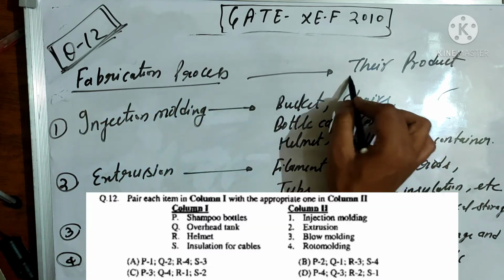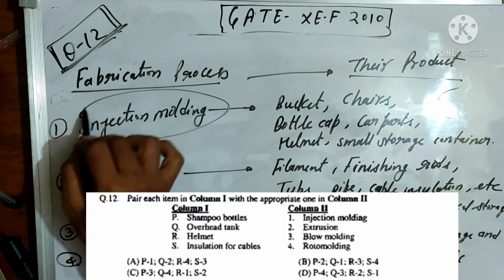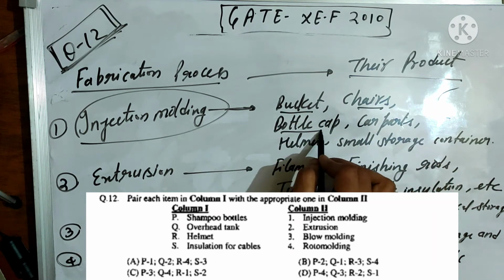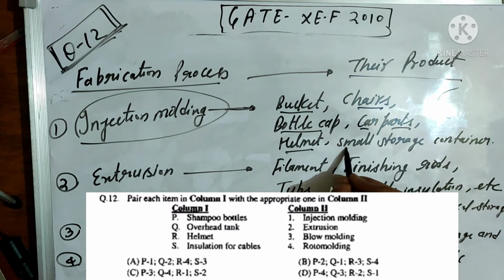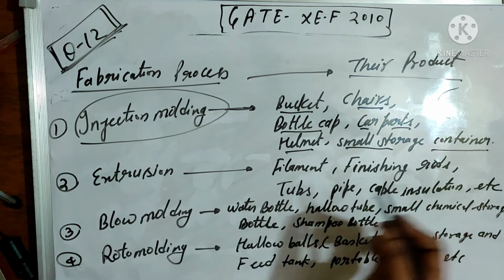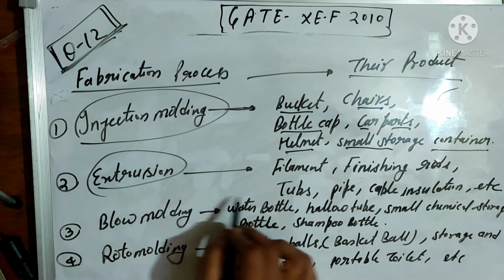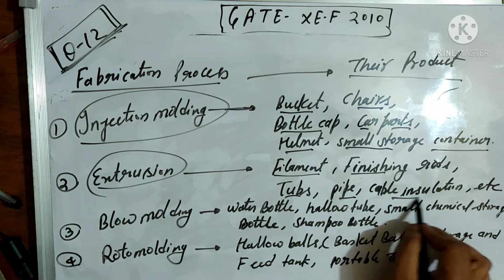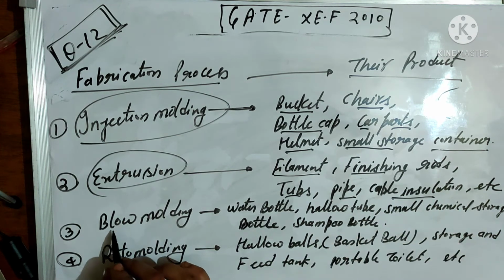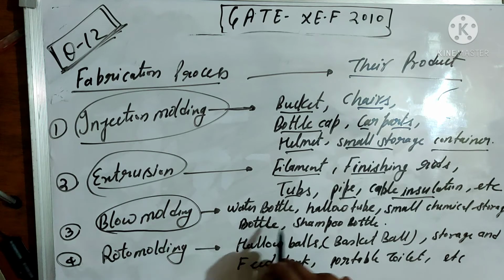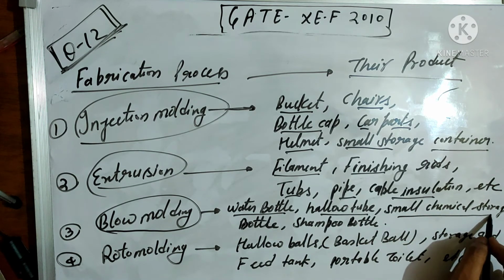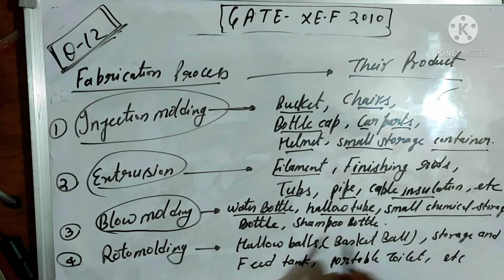Some fabrication processes and their products. First is injection molding. With the help of injection molding, you can make buckets, chairs, bottle caps, car parts, helmets, small storage containers, and more products. By the extrusion process, we can make filament, finishing rod, tube, pipe, cable insulation, and more. By blow molding, we can make water bottles, hollow tubes, small chemical storage bottles, shampoo bottles, and more.